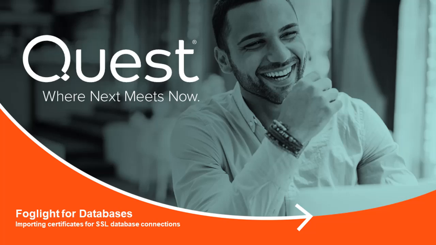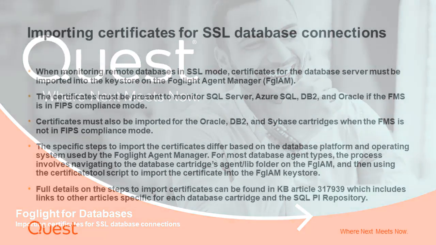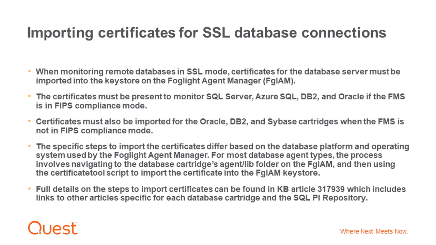This video will detail how to add certificates into the Foglight Agent Manager for SSL database connections. When monitoring remote databases in SSL mode, certificates for the database server must be imported into the key store on the Foglight Agent Manager. The certificates must be present to monitor SQL Server, Azure SQL, DB2, and Oracle if the FMS is in FIPS compliance mode.